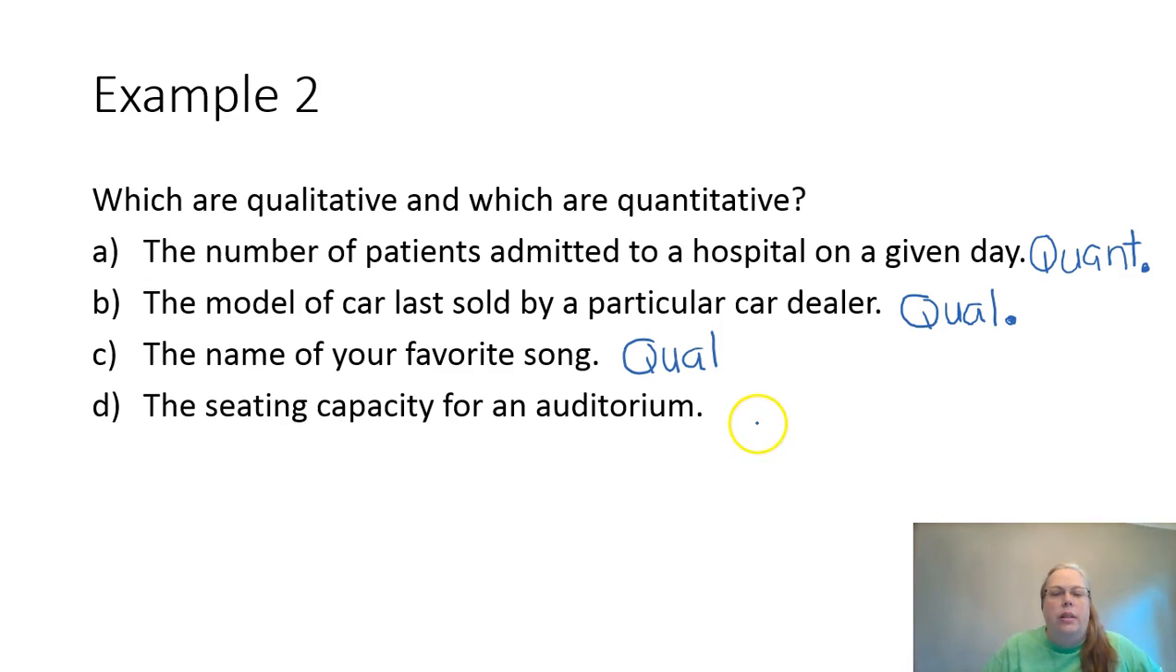D, the seating capacity for an auditorium. Since this is looking for a specific quantity or number, this is considered to be quantitative data.